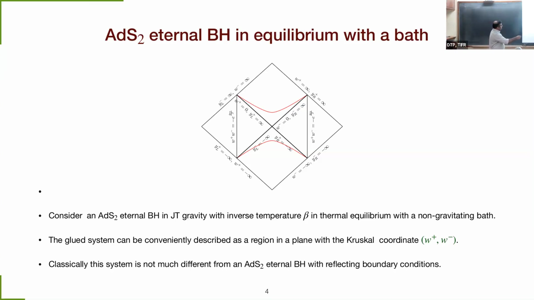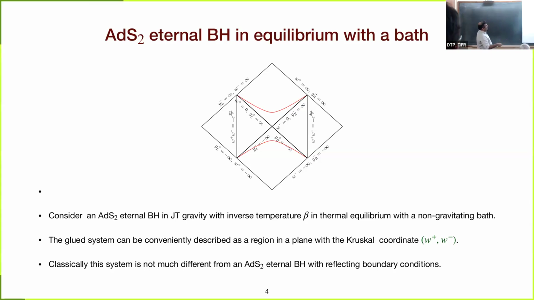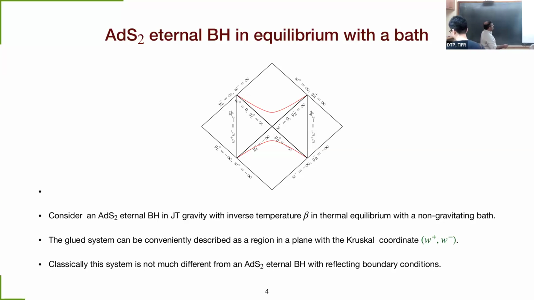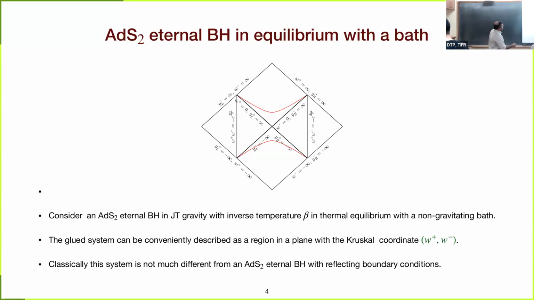If you look from the perspective of the black hole, this geometry is not classically different from an anti-de Sitter eternal black hole with reflecting boundary conditions. But quantum mechanically, these two systems are very different, due to the constant exchange of matter between the black hole and the bath. The moment a Hawking quantum escapes to the bath, immediately a quantum from the bath is put back into the black hole system.